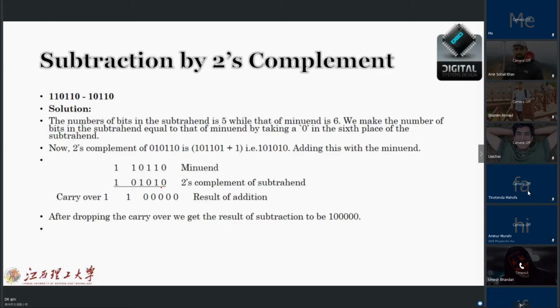As you remember, the rule for the two's complement was that first we take the first complement, then we add 1 to it, then it becomes the two's complement. Similarly, if you do this job, you will see here that after addition, I have one carryover, and after dropping the carryover, we get the result of the subtraction of these numbers.